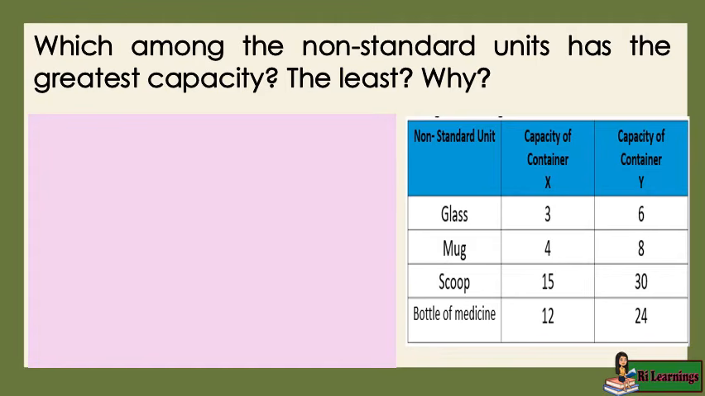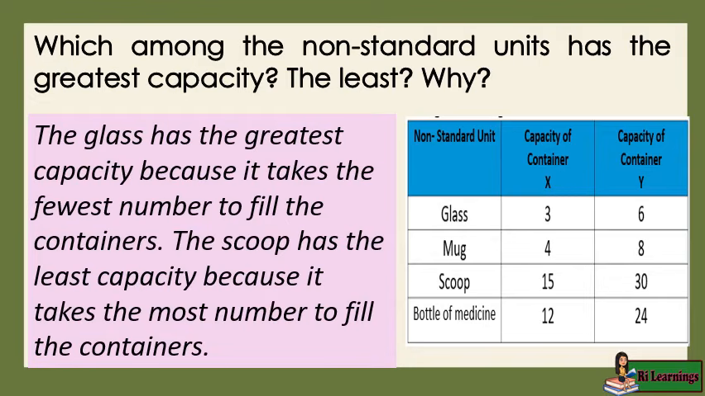Which among the non-standard units has the greatest capacity? The least? Why? The glass has the greatest capacity because it takes the fewest number to fill the containers. The scoop has the least capacity because it takes the most number to fill the containers.